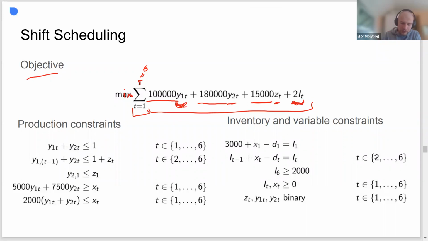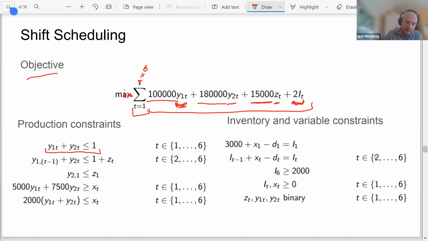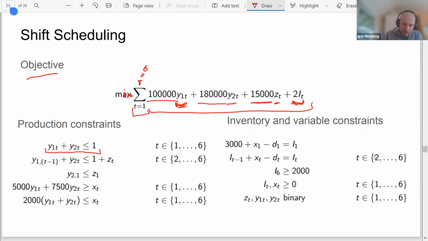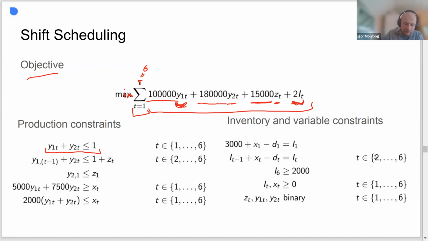Now we need to settle on the constraints. First of all, we need to make sure that we are not situated in both shifts simultaneously, right? So the sum of y1t plus y2t must be less than or equal to 1 for all t's. Then we also need to put down the constraint on zt.